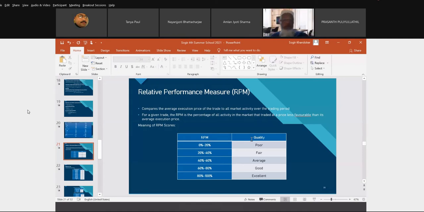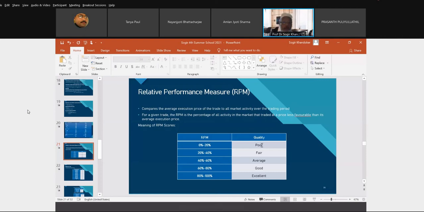Okay, the first measure is RPM. RPM, or relative performance measure, compares the average execution price of the trade to all market activity over the trading period. For a given trade, the RPM is the percentage of all activity in the market that traded at a price less favorable than its average execution price.